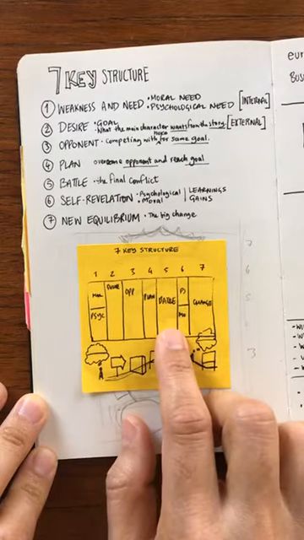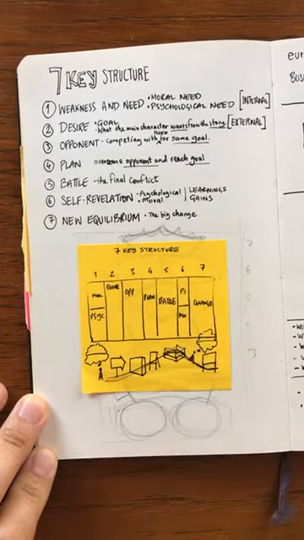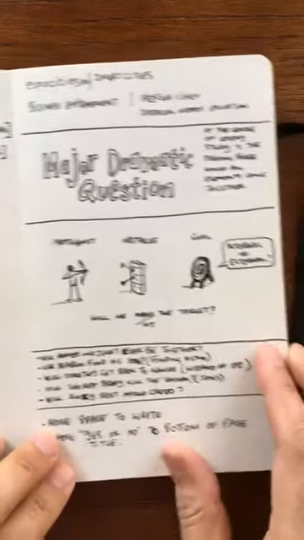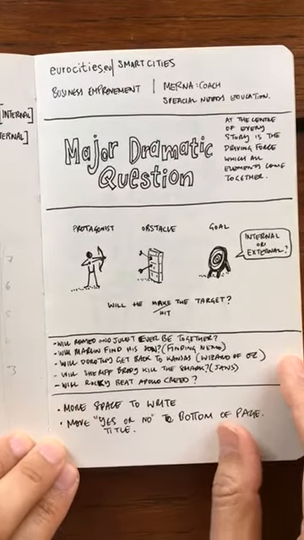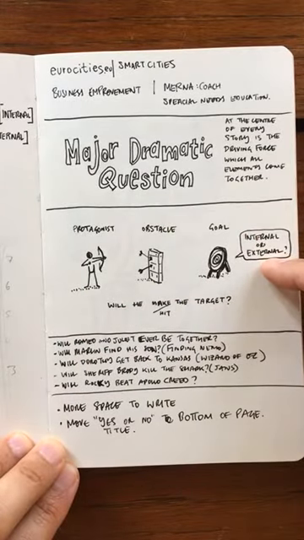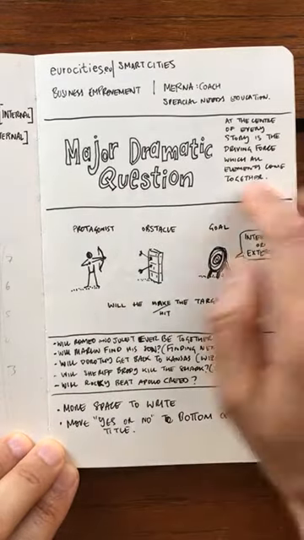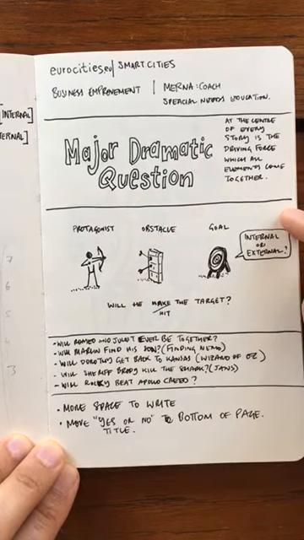I think this was based on David's plan. All right, and some more notes on storytelling. So here, these are the major dramatic question. This comes from script writers.